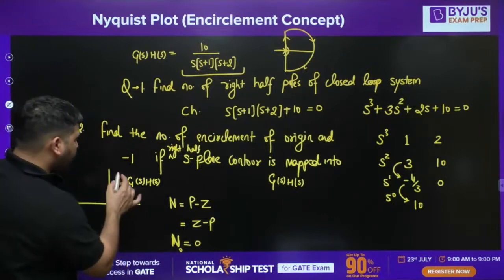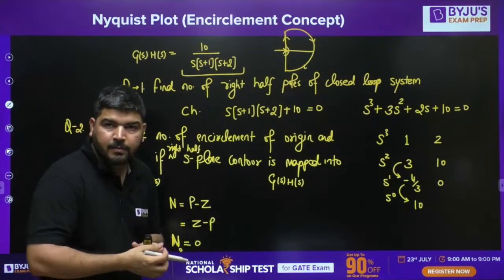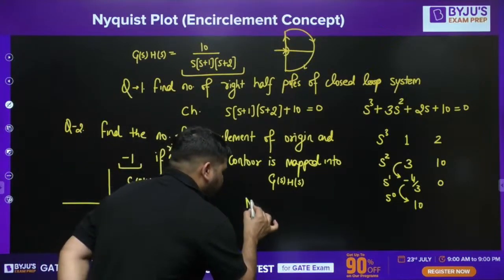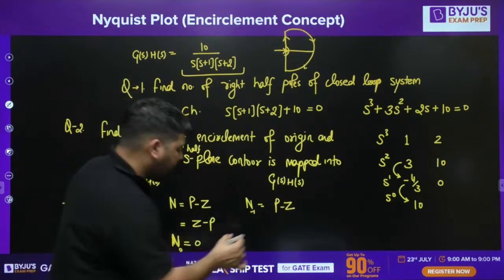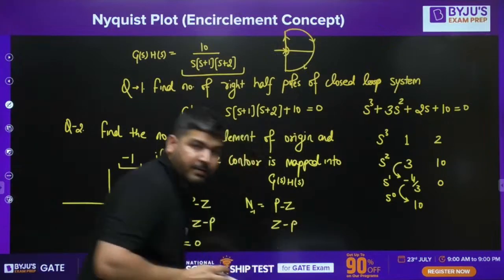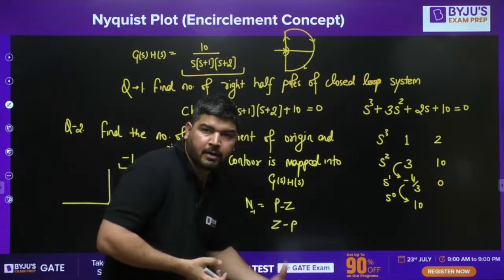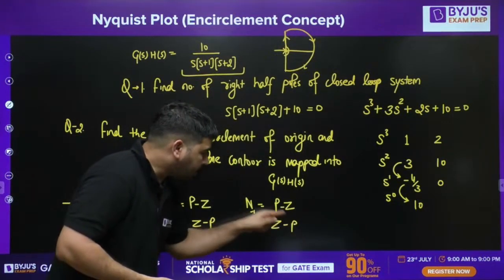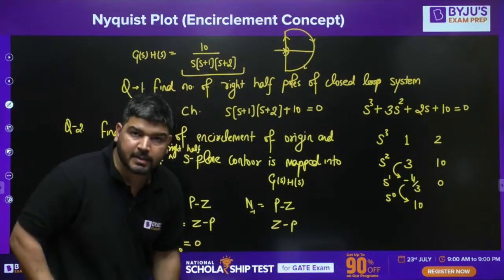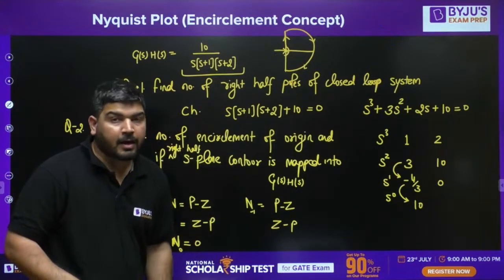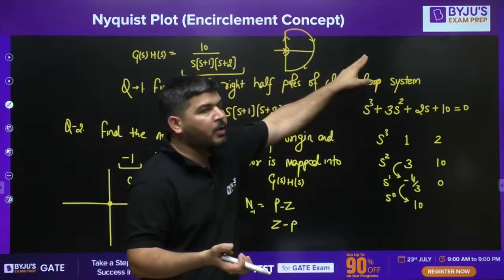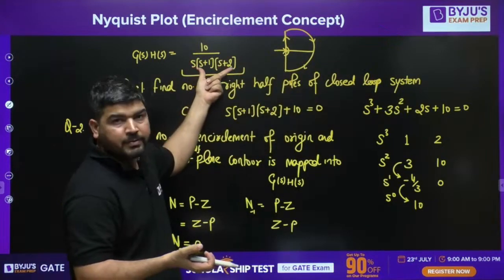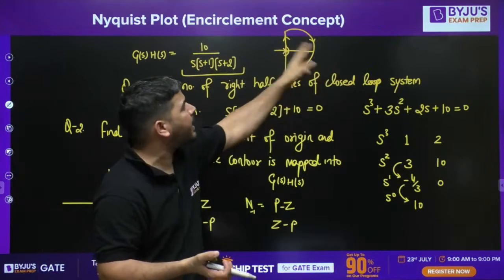Now, how to calculate the number of encirclements of minus 1? The number of encirclements of minus 1 will again be P minus Z or Z minus P, whichever gives you the positive answer that I should take. Now what is this P? P is the poles of 1 plus GSHS inside the right half, and we know that the poles of 1 plus GSHS and the poles of GSHS are the same. So there is no pole of GSHS in the right half S-plane.